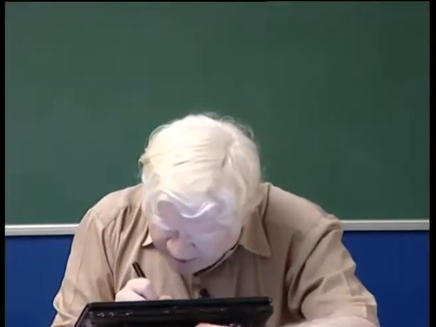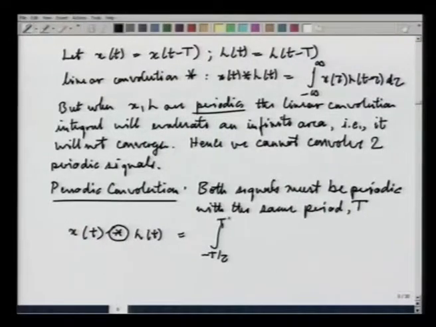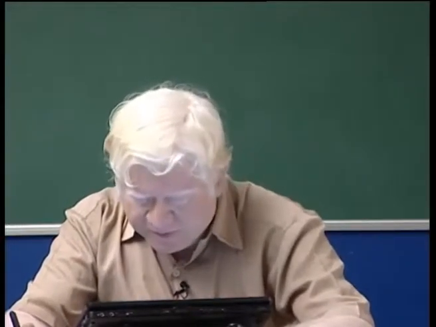Let us say, for example, minus T by 2 to T by 2 of x(tau) h(t minus tau) d tau. Now, this quantity is certain to remain finite for all values of t, because the interval of integration is only one period.